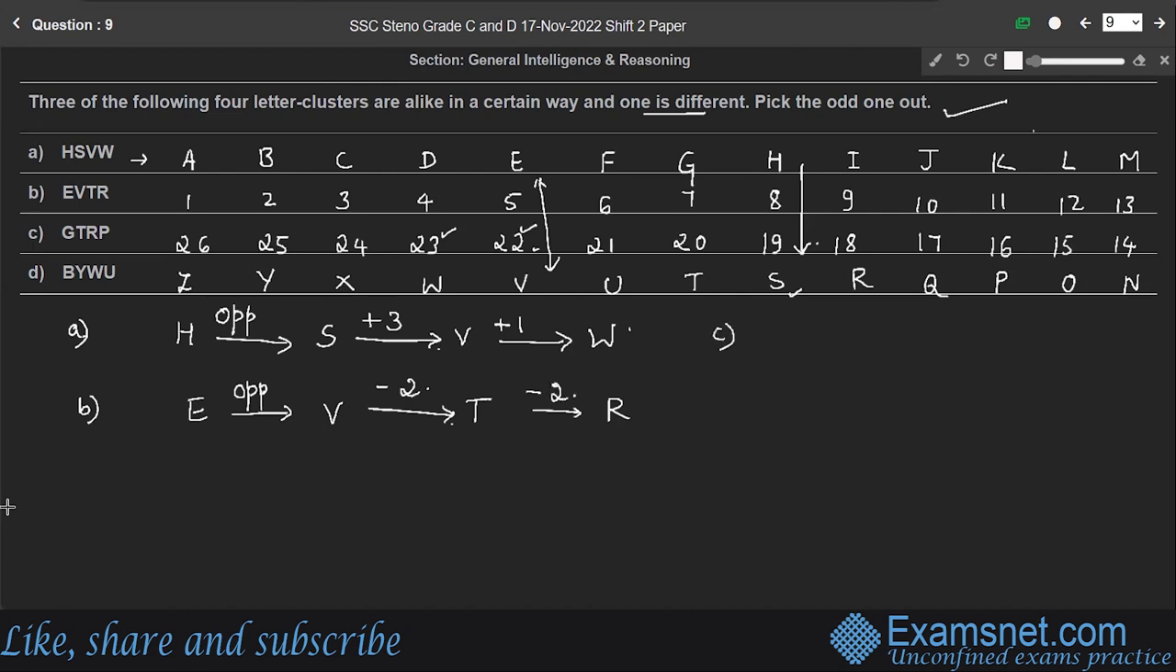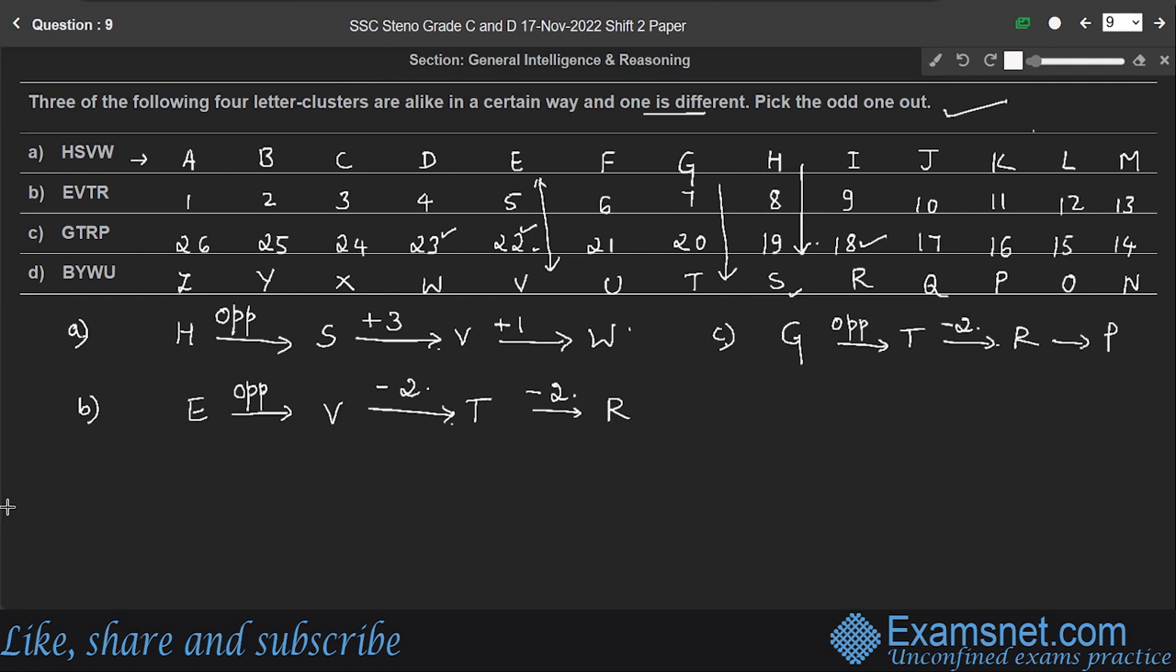We'll consider option C, GTRP. G, T, R and P. So the letter G is opposite to T. G and T are opposite letters. And the letter R, its positional value is 18, T's positional value is 20, so T minus 2 can be written as R.